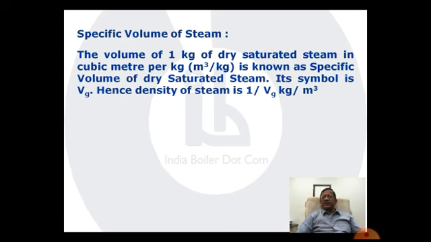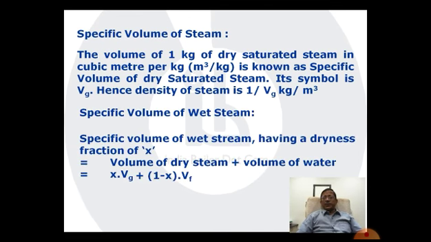We have already seen in the steam table that the specific volume of the dry saturated steam is given as Vg, in meter cube per kg, and the density is in kg per meter cube. Therefore, we just take the inverse of the specific volume. 1 by Vg would be the density of the dry saturated steam.